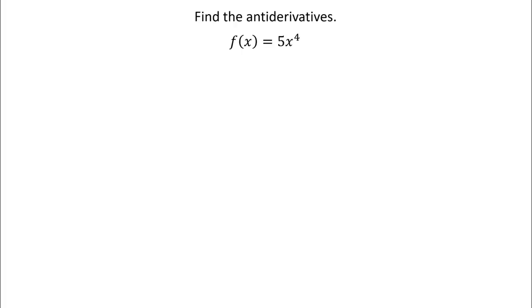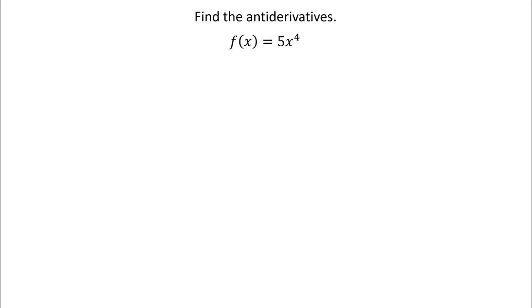In this video, we're going to do some basic examples of finding antiderivatives. So here we're asked to find the antiderivatives of f of x equals 5x to the fourth. Remember, the process of antidifferentiation is the exact opposite process of differentiation. To find the derivative of a function like this, a polynomial function, we would multiply the coefficient by the exponent and then decrease the exponent by 1.